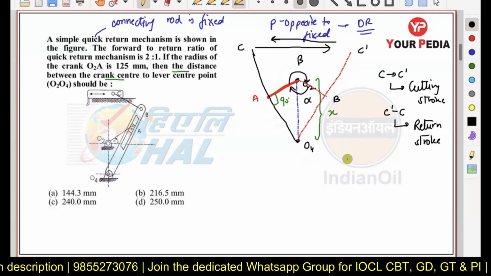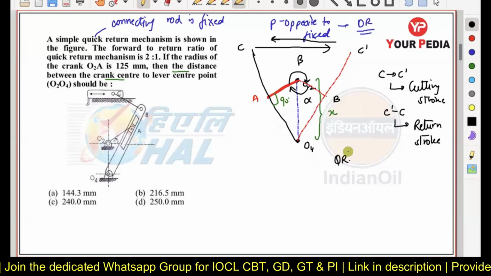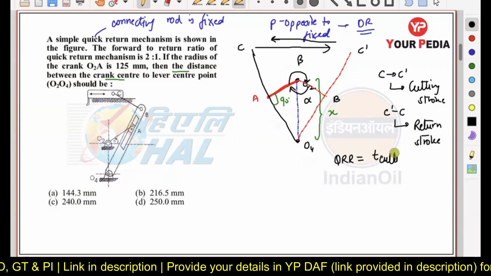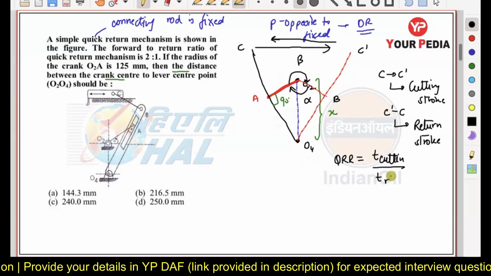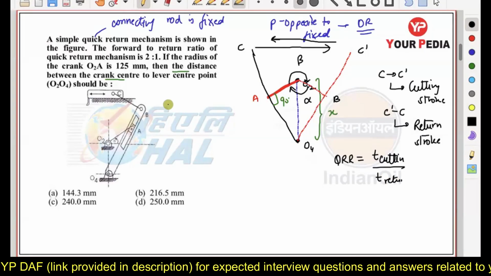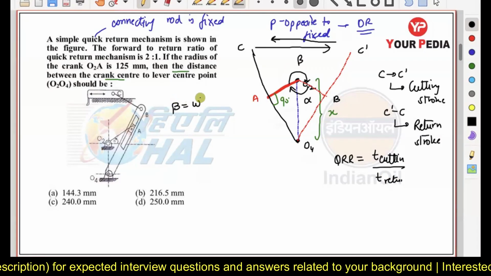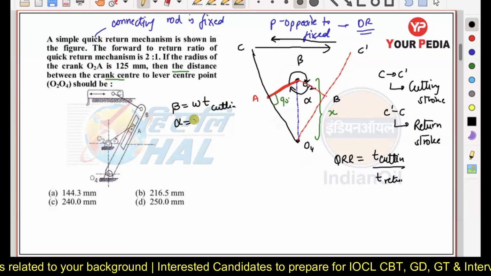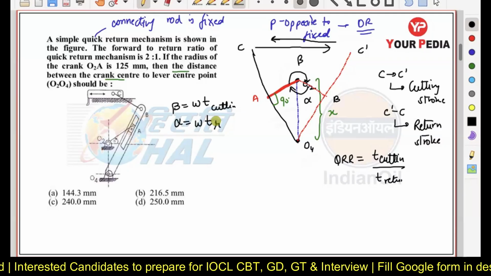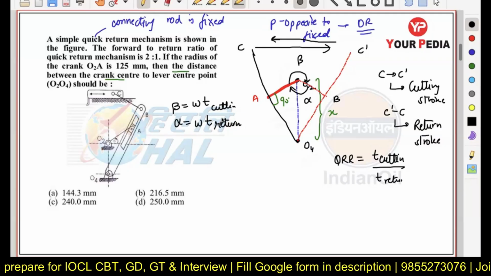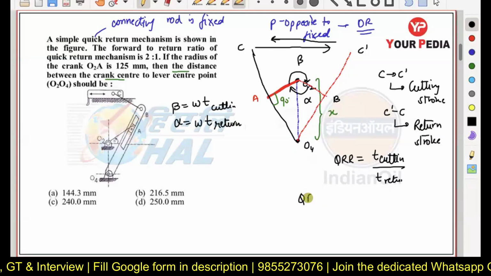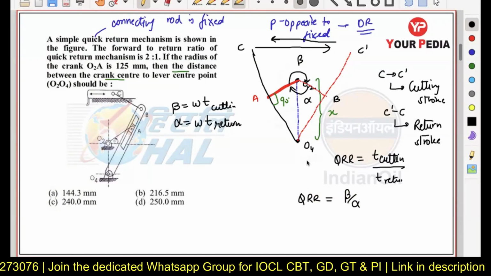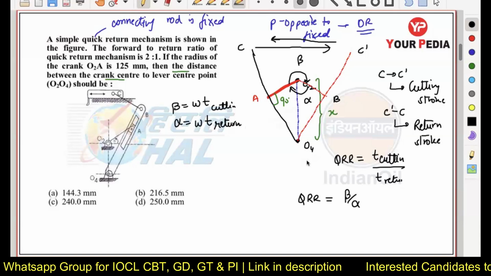So in this case, we define a quick return ratio, and the quick return ratio is defined as the time of cutting divided by the time of return stroke. Here we know that beta is equivalent to omega multiplied by time of cutting, and alpha is equivalent to omega multiplied by time of return, because the crank is rotating with a constant omega. So I can say the quick return ratio is going to be beta by alpha, because omega is the same; the crank is rotating with a uniform angular velocity.